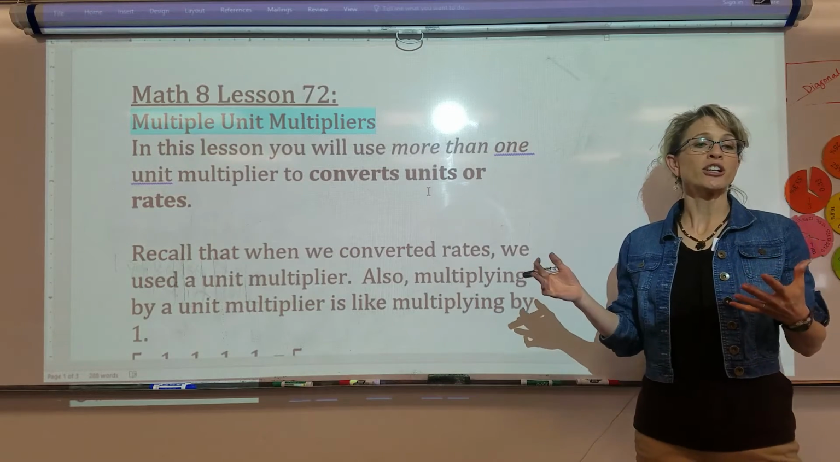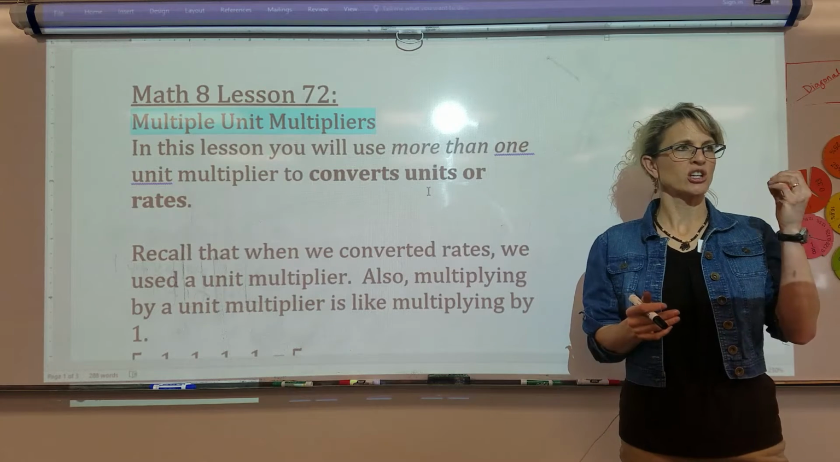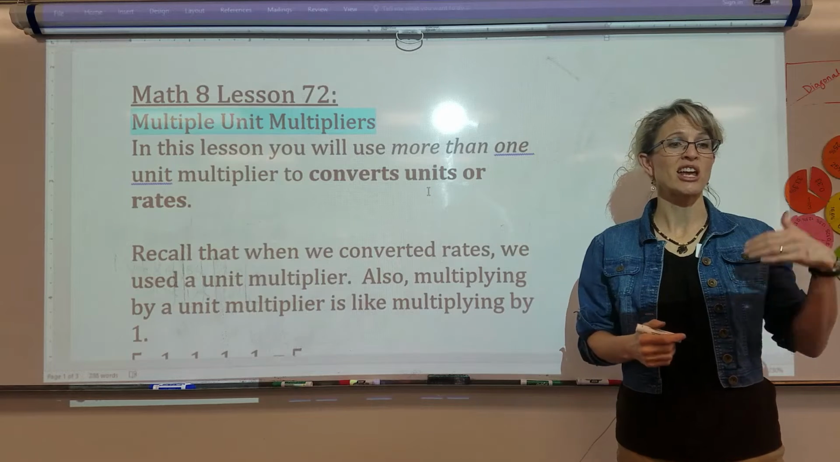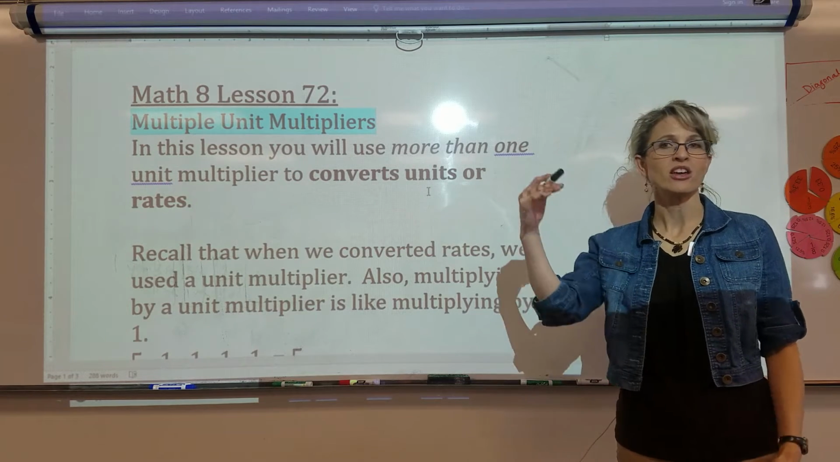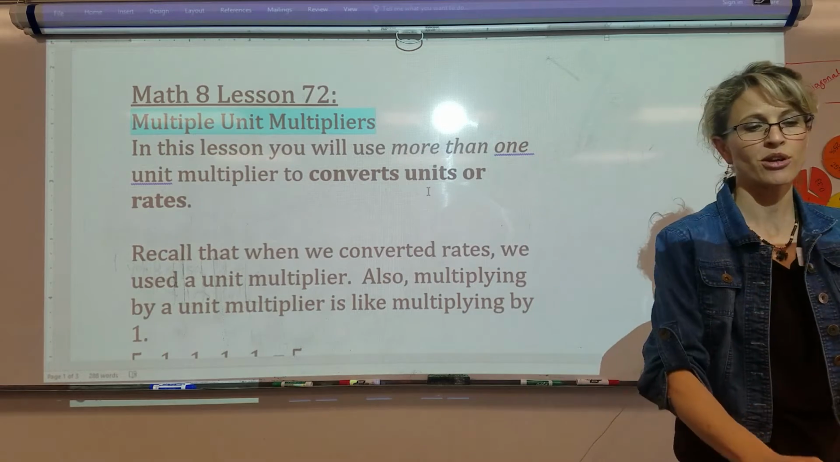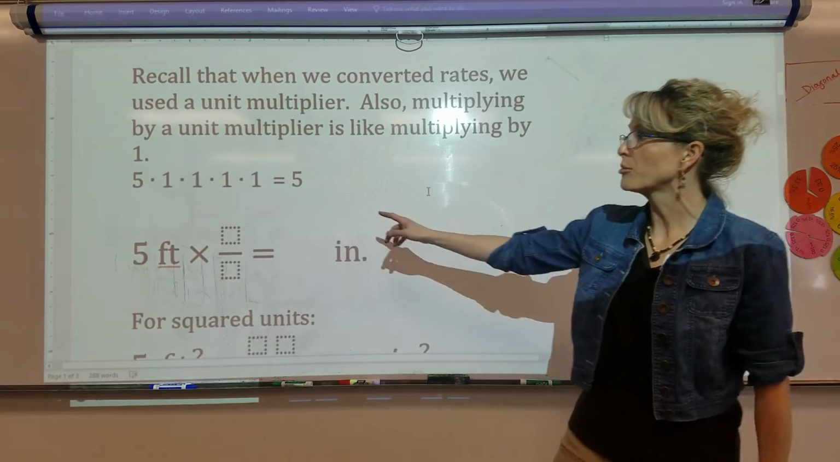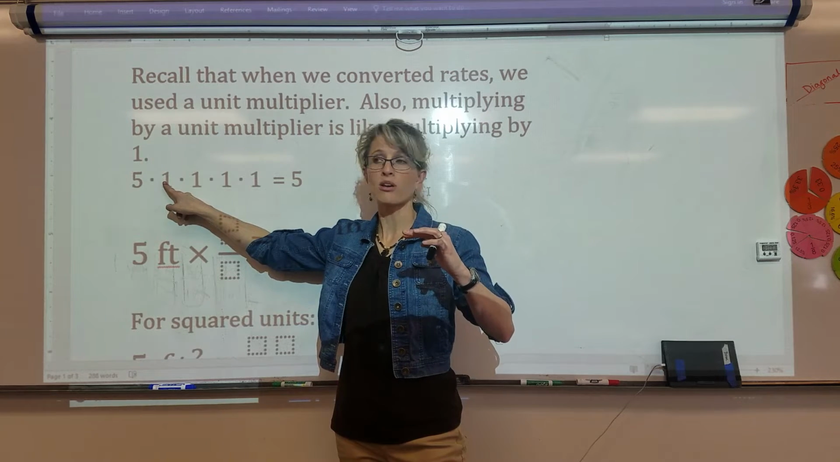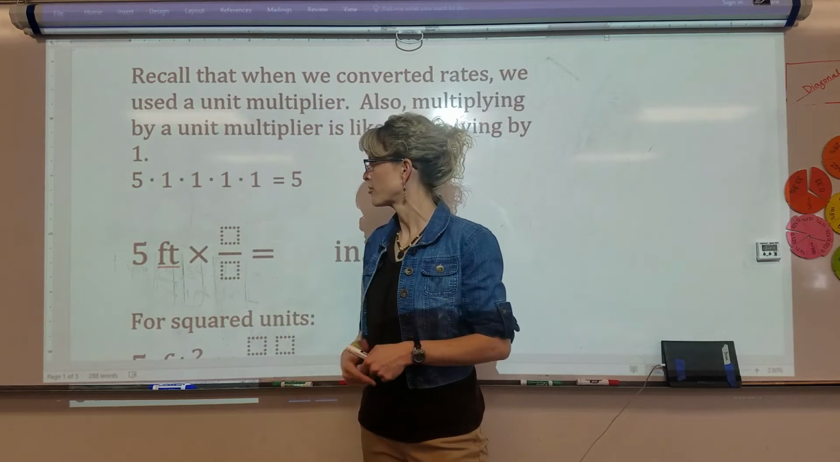Good. We've already learned how to use multipliers if we were changing from feet to inches. Today we're going to do 2 or 3 boxes where we're changing miles per hour to maybe yards per second. So we're going to have 2 conversions, maybe even 3 conversions. Remember, when we use a multiplier, we're really multiplying by 1 because feet and inches has an equal converter. 12 inches is 1 foot, so we're really multiplying by 1.